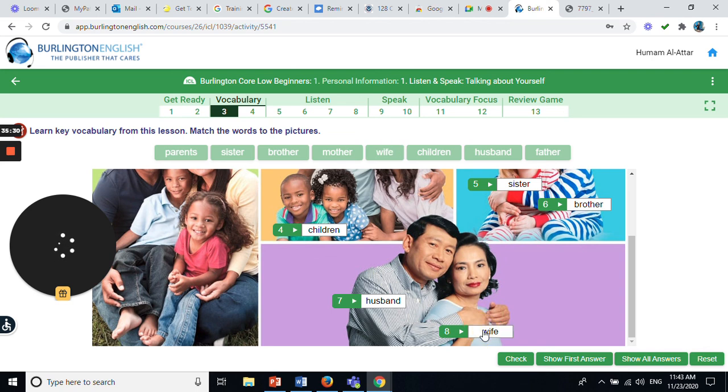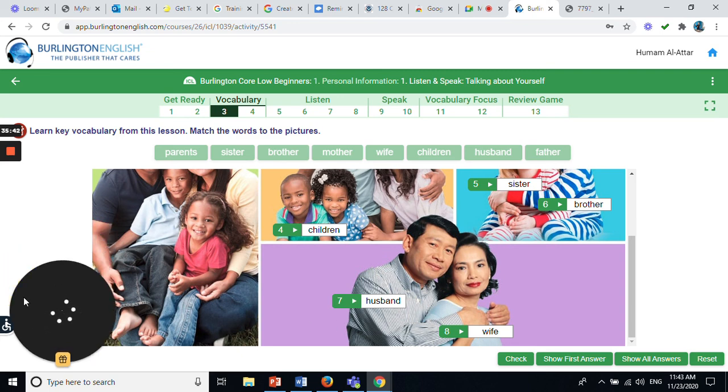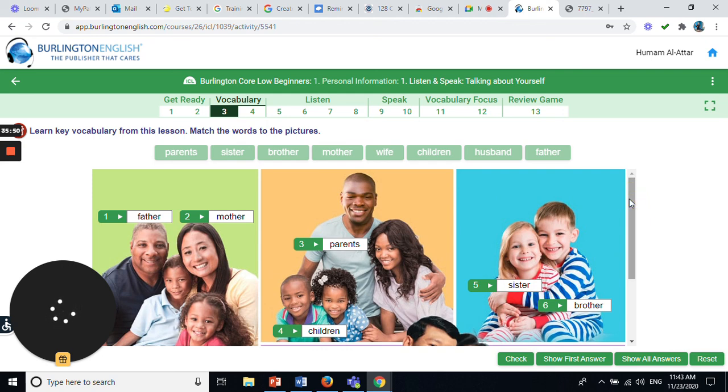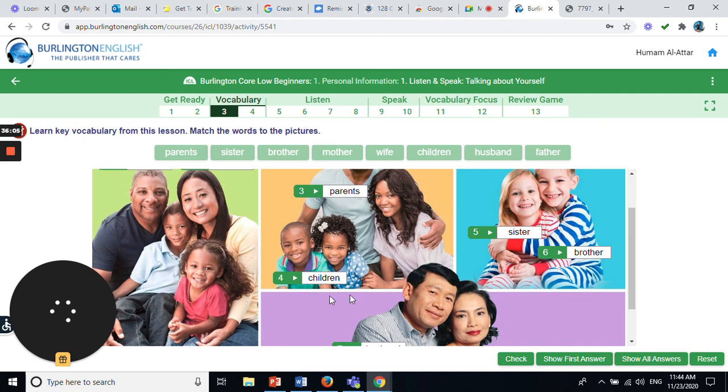Okay. So this is how you can do it in your Burlington English that you use on your phone. This is the parts of your family. We have the father, the mother, and together we call them parents. Father and mother together, we call them parents. Okay? And they call us children.